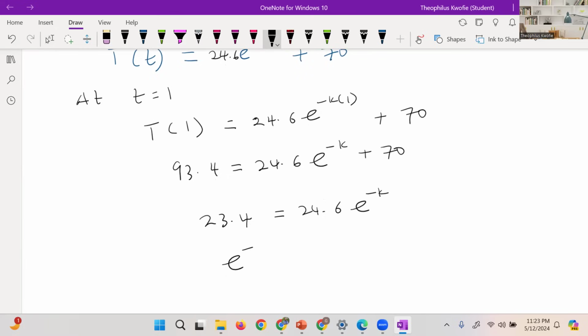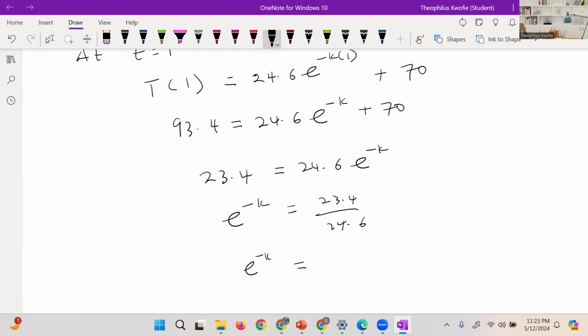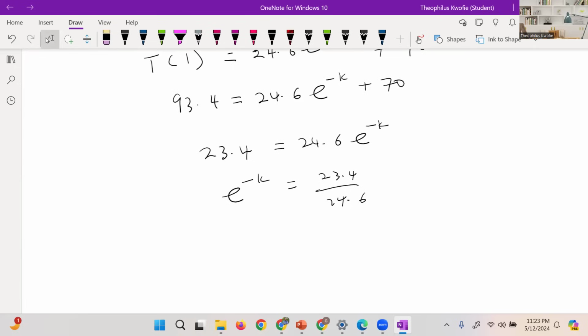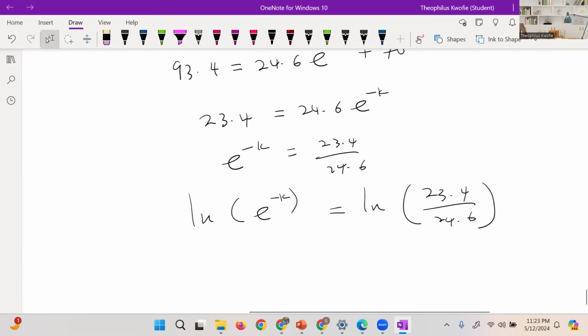So in that case, we're going to have e to the power minus k equal to 23.4 all divided by 24.6. So at this point, we can take the natural log of both sides. By taking the natural log of both sides, you're going to have something like this. And remember, we said that the natural log and e are inverses of each other. So the natural log of e is always 1, which means they're inverses of each other. So in that case, we're going to have minus k equal to the natural log of that.